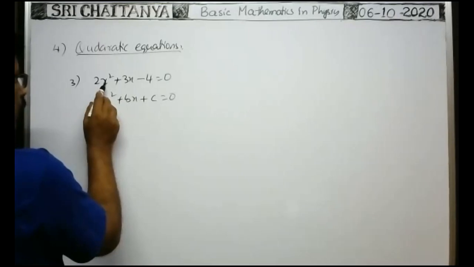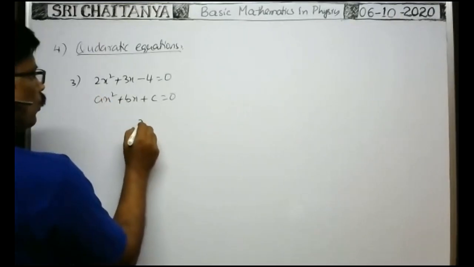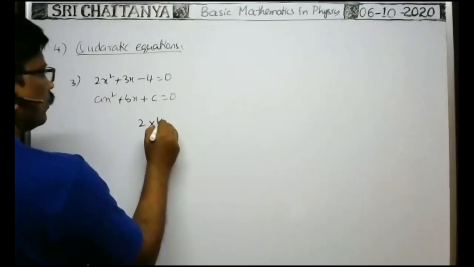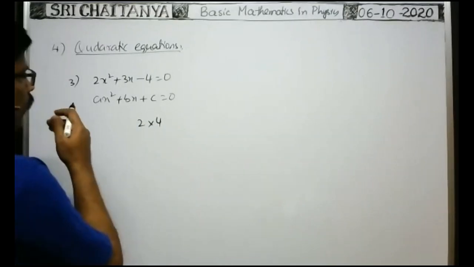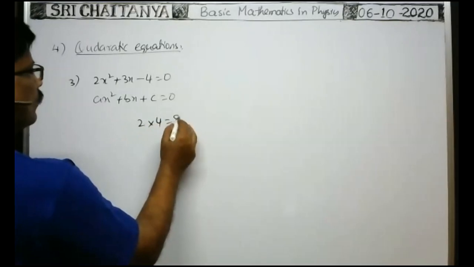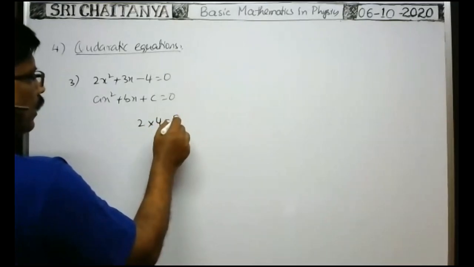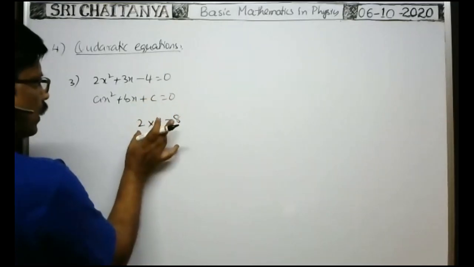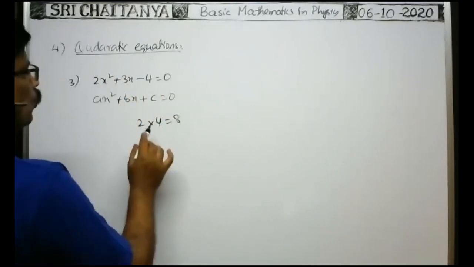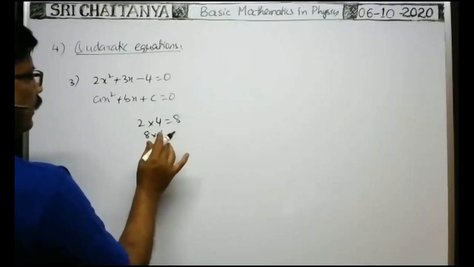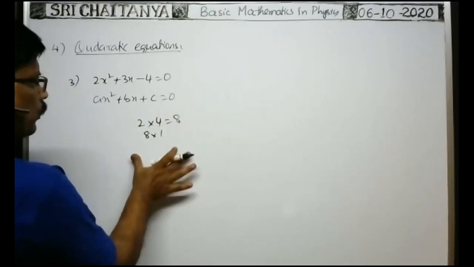Product of the x square coefficient means 2 into here 4. 2 into 4 is there. So how can we write? 2 into 4 means 8. We have to write 8 as a product of two numbers so that by subtracting or adding we get 3. Is it possible or not? You see, 2 into 4 we can write, 8 into 1 we can write. I think there are only two possibilities.